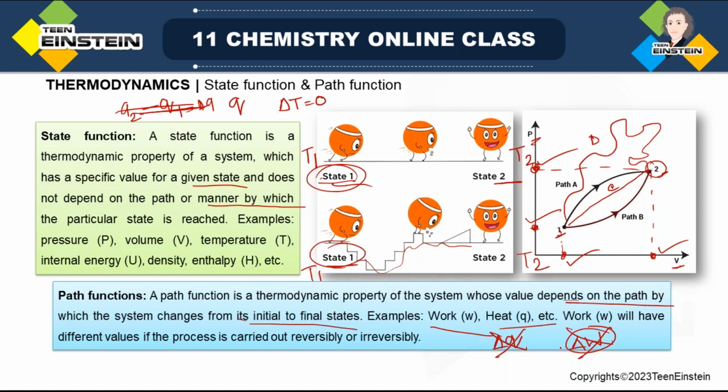But if you are following some irreversible path, that means now you are not following the same path. So path 1 irreversible, path 2 irreversible. The work obtained is different. That is why work is a path function. It matters which path you are choosing. So that is why it matters whether you are doing it reversibly or irreversibly. But if it is, suppose, change in P, it doesn't matter whether it is reversible or irreversible. Fine.